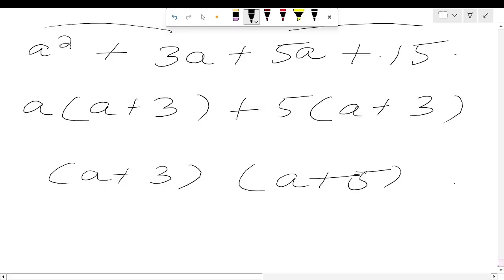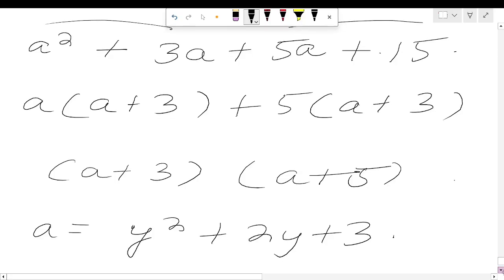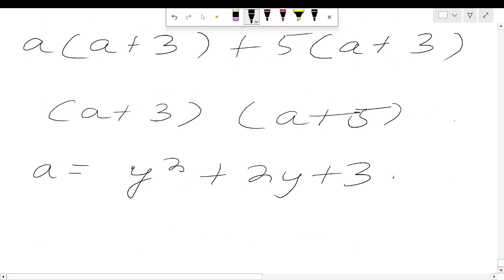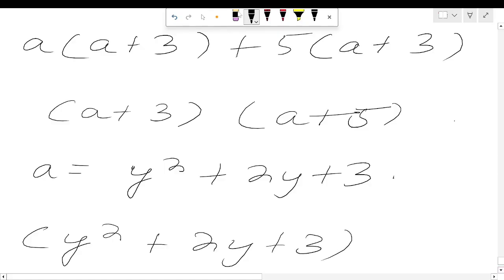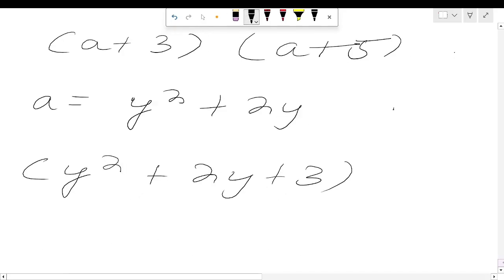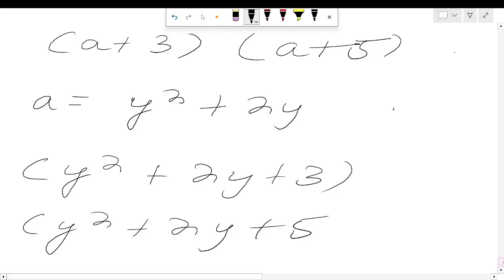So we need to place the value of a. The value of a was equal to y square plus 2y plus 3. So this was the value of a. We need to place it right here. So it will be y square plus 2y plus 3. This is the value for the first term, and for the second term, what will it be? It will be y square plus 2y plus 5.